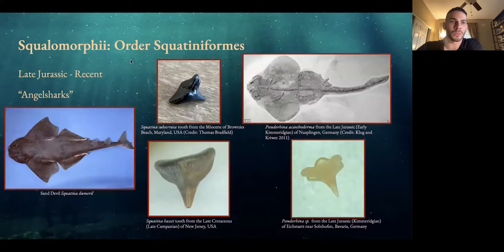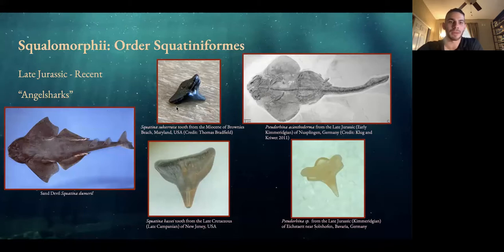So next up, within squalomorphs, are the squatiniforms. These are from the late Jurassic through recent, and their common name is the angel sharks. Right here we have a modern angel shark called the sand devil, Squatina dermoral. Their teeth tend to be very similar from one species to another, to the point where we can't really reliably identify them on a species-level basis, which is why the paleo species, or the extinct species, tend to be classified based on age, geologic age, as well as maybe sometimes geographic distribution.